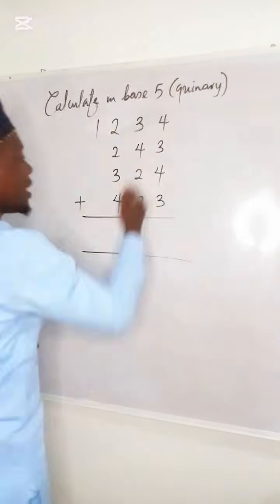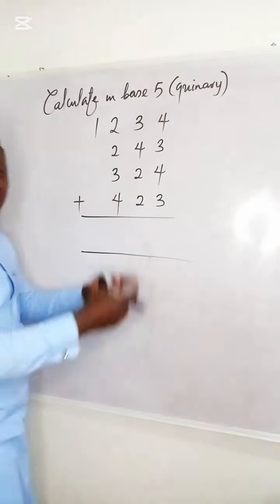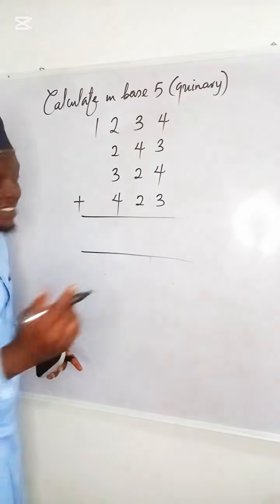Now, let's add it together, and this is how to add in base 5. No need to convert everything to base 10, add it up and convert it back to base 5. You can easily do this in 30 seconds, in fact less than 30 seconds.